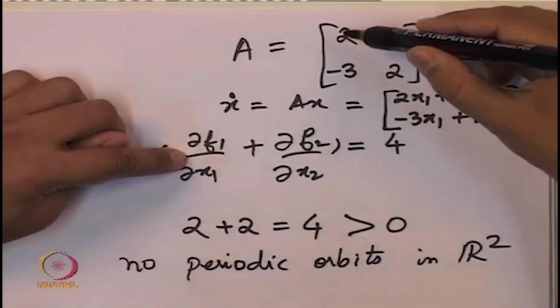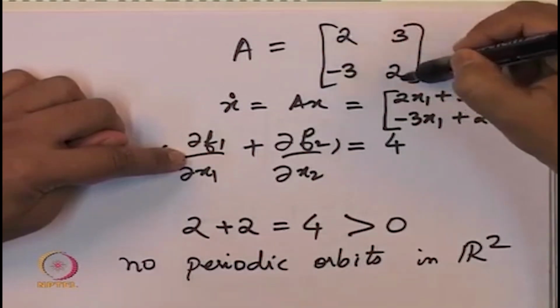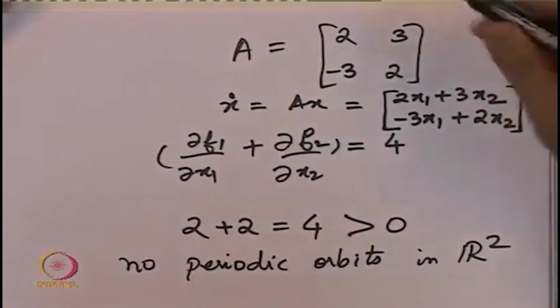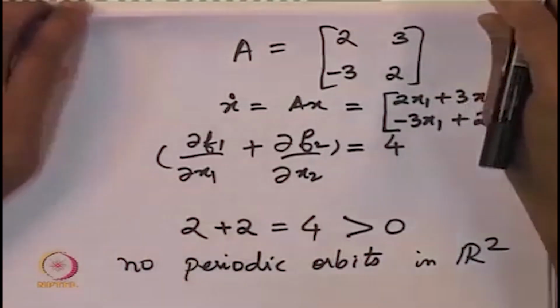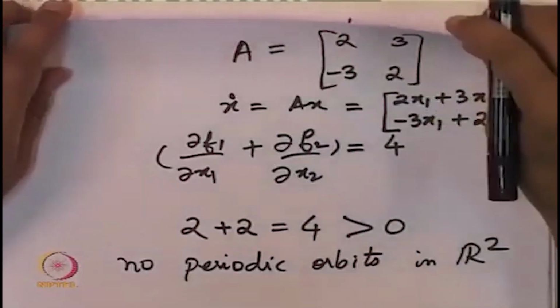When would periodic orbits be possible? If the diagonal entries add up to 0. If the diagonal entries add up to 0, we cannot say that periodic orbits exist, because the Bendixson criteria is silent for that case. It does not say anything when the diagonal entries add up to 0 identically. We already saw that it is possible that there are periodic orbits. It is also possible that periodic orbits don't exist when the diagonal entries add up to 0. So this is already the complication for linear systems.